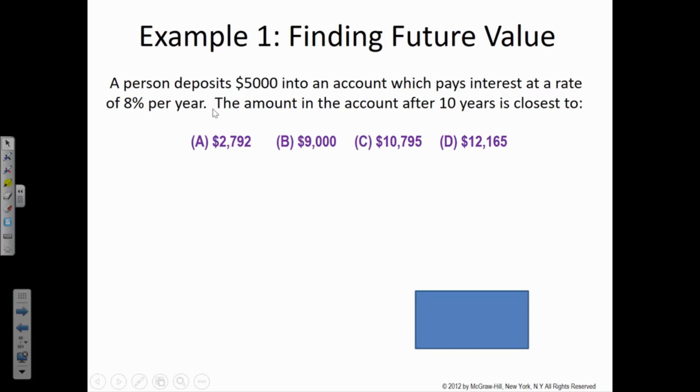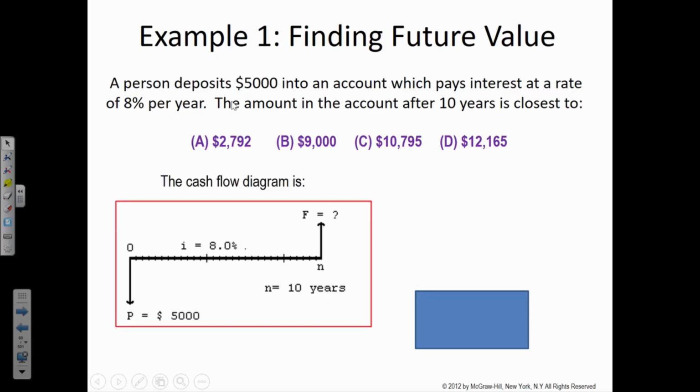So obviously, if we're moving this into the future, the way we would summarize the problem is we would say this is find the future value given some known present amount. I equals 8%, N equals 10. So that's the language that we use to summarize the problem. And if we want to draw a cash flow diagram to illustrate it, it would look like this. 10 years, P is 5,000. We're finding F in the future.